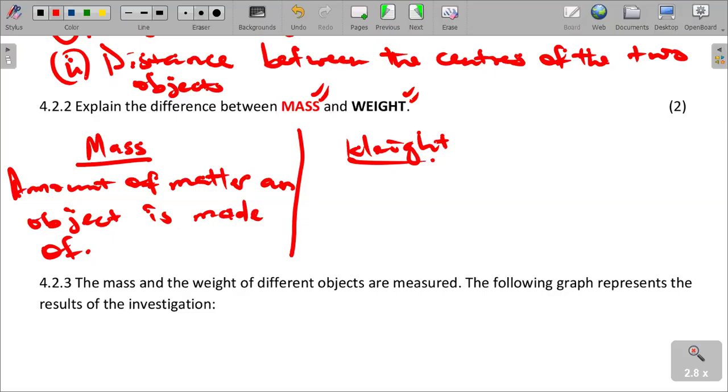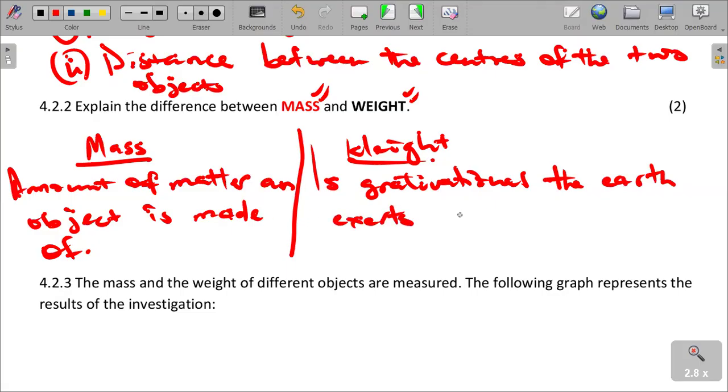And then weight. When we look at weight, it is the gravitational force the Earth exerts on an object. When you talk about weight, it is gravitational force, which the Earth exerts on an object. We call that what? That is weight. So we are saying that is the difference between the two.